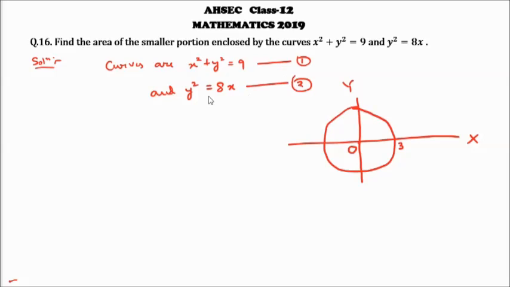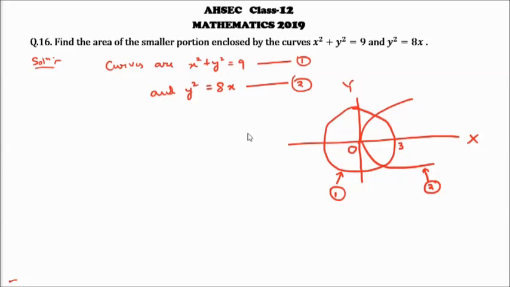Now curve number 2 is nothing but a parabola y square equal to 8x. So this will be of the type parabola passing through origin, something like this. So this is my curve number 2 and this is my curve number 1.